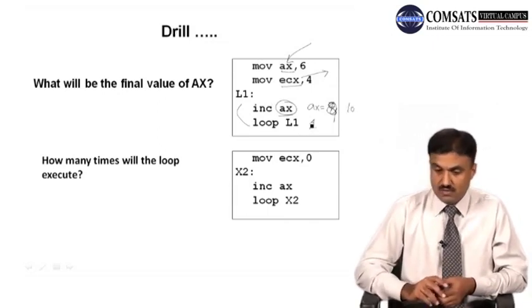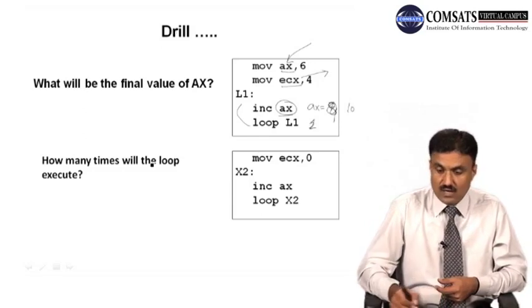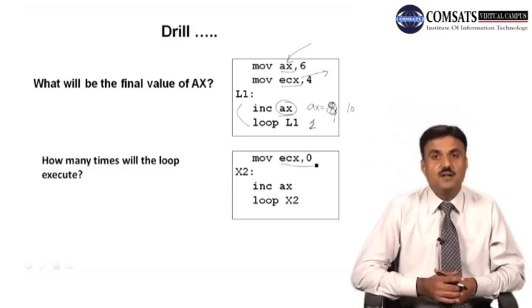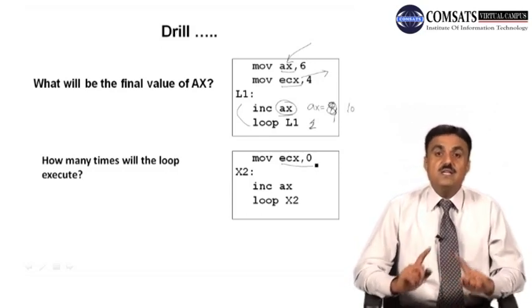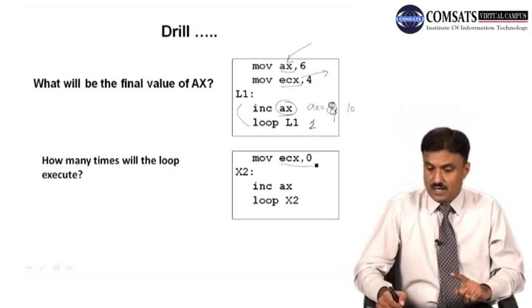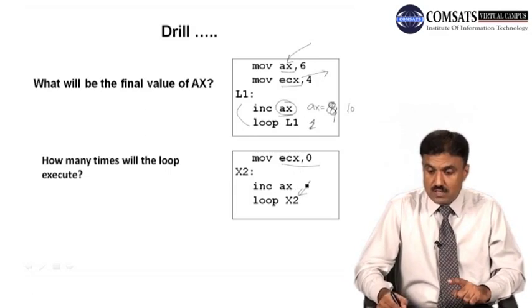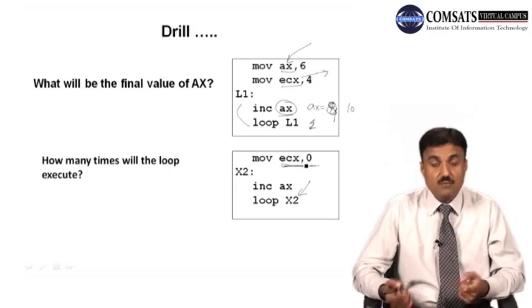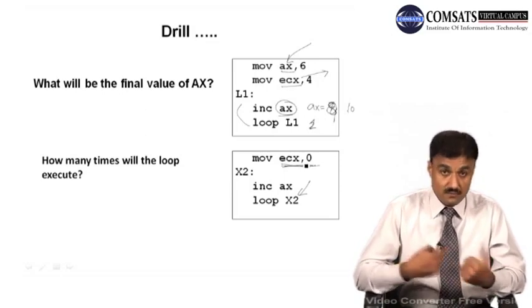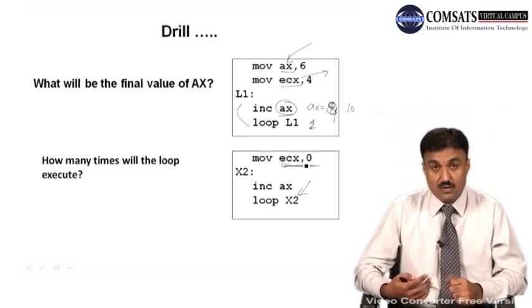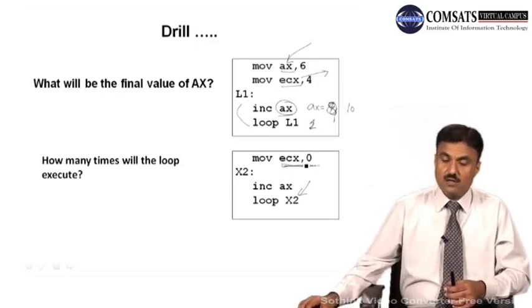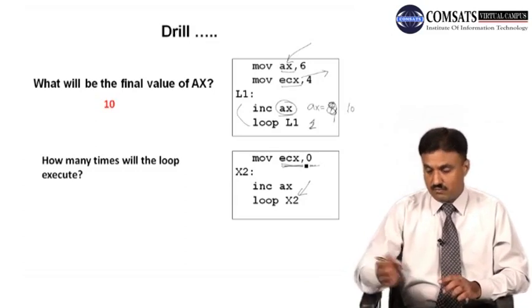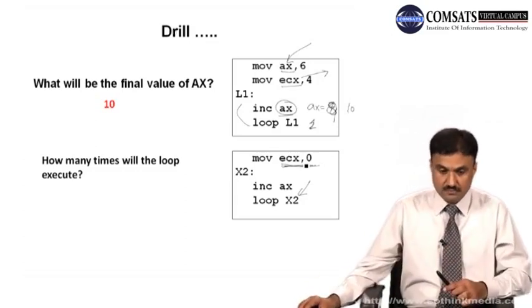So what should be the final value for this one, and how many times will this loop continue if ECX is equal to 0? Just remember one thing: if ECX is equal to 0, before jumping we decrement. When we decrement from the ECX, definitely this will be the negative value. So it will jump because it is not equal to 0. So it will continue up to how many times? The answer is 10 for that one, we already know.